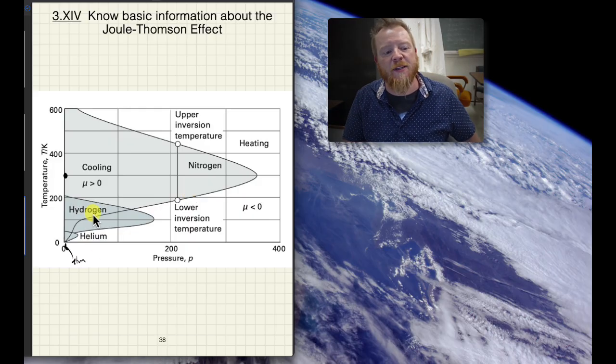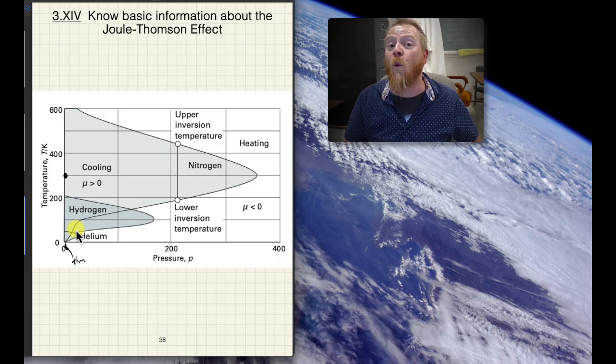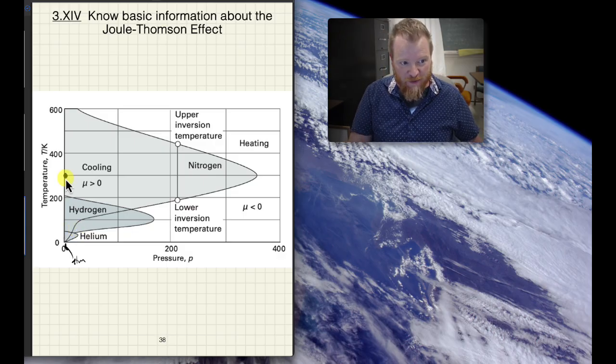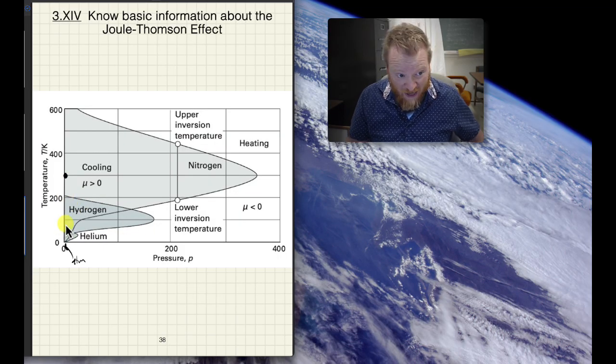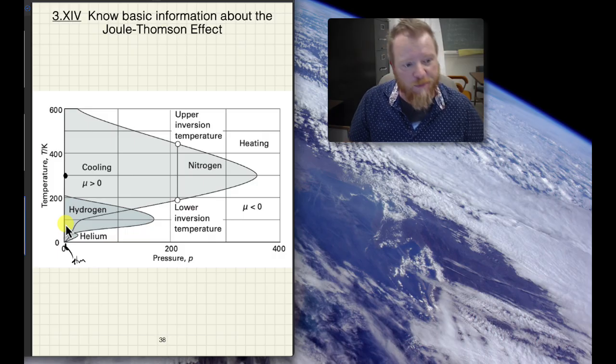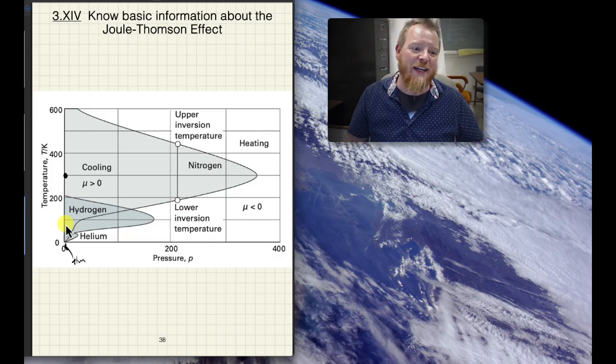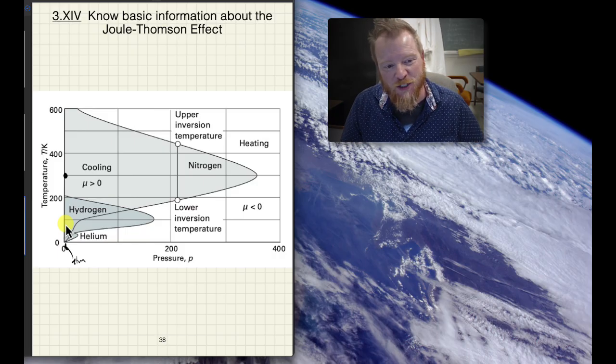If we look at something like hydrogen or helium, these are the only two gases that will warm upon expansion at room temperature, right? So there, once again, is room temperature. And you can see for the hydrogen region and the helium region, we're well outside of that cooling zone. So hydrogen and helium will warm upon expansion.